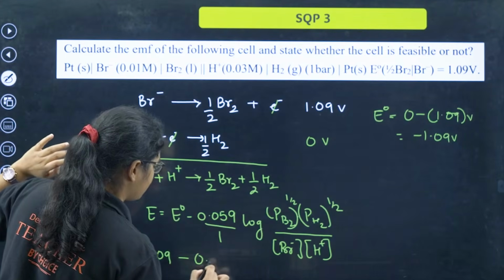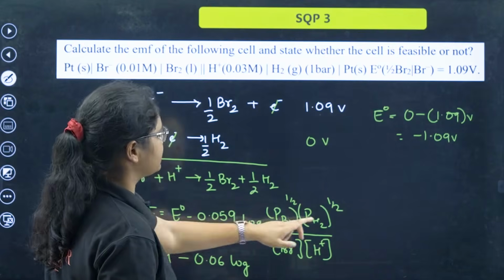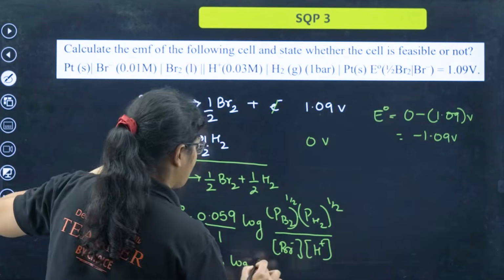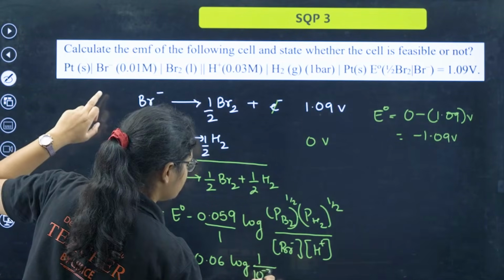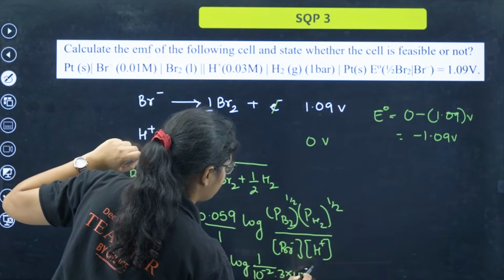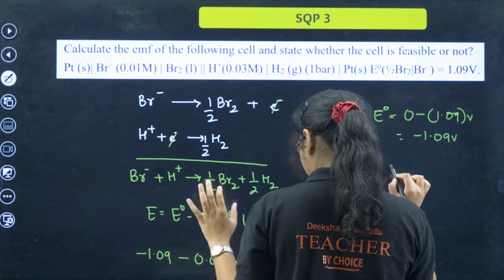Minus this, I am just taking 0.06 for easy calculation. Then I have log of this, the pressure is 1 bar, here it is 1 bar, here also it is 1 bar. Then I have bromine minus concentration is 10 to the power of minus 2, and H plus concentration is 3 into 10 to the power of minus 2. So now if I just solve this log part here, how much will I get?